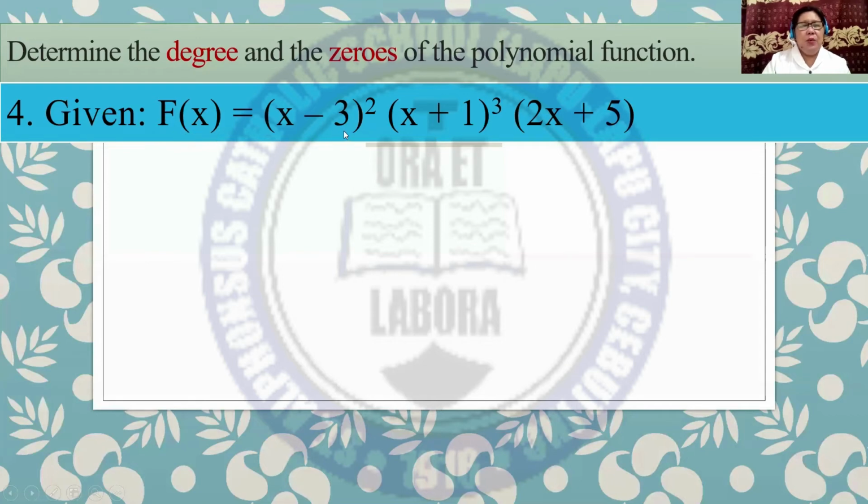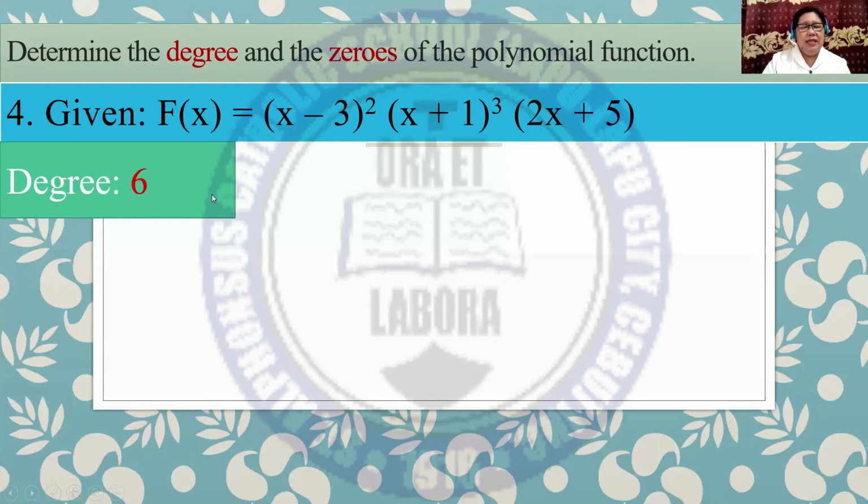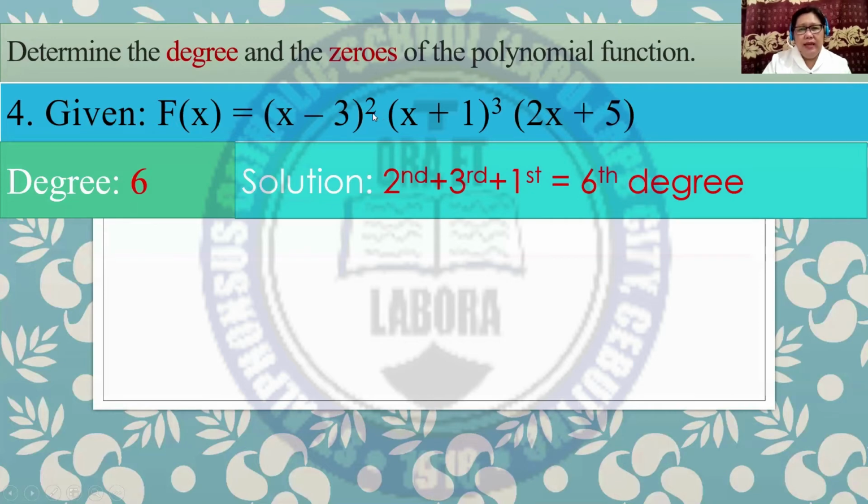Let us have the given polynomial function represented by f of x. You have the square of x minus 3 times the cube of x plus 1 times the quantity 2x plus 5. The degree is 6. The first one is in the second degree, the second one is in the third degree, and the third binomial factor is in the first degree. Just add 2, 3, and 1, it is 6. It is in the 6th degree, or the degree is 6.